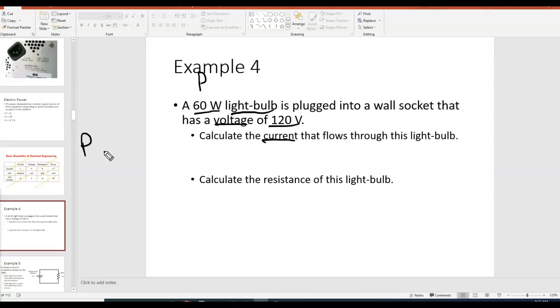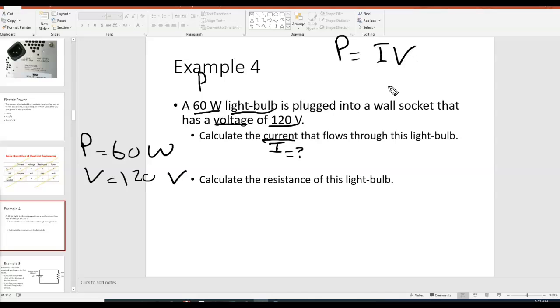So, just like any problem, we start by writing down our given, 60 watts. We have a voltage of 120 volts. And so we're looking at our 4 equations to figure out which equation has P, V, and our unknown, which is current, I. Okay, so which equation has P, I, and V? That would be our first equation for power, P equals IV. And so all we're going to do here is plug in. P is 60, I is unknown, V is 120.